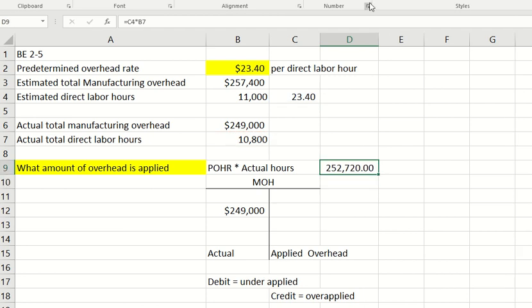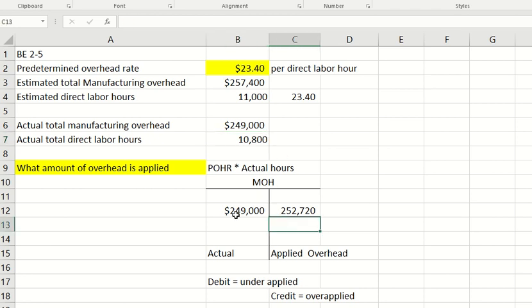We'll know the actual hours as we go throughout all of the jobs that we do. So we do have that information, but we won't know the actual amount until the very end of the period. We'll know this actual manufacturing overhead. So our estimate would be this, 252,720, and that's the answer they are looking for in this problem. How do we get the amount we applied for overhead? We do our predetermined overhead rate times the actual hours that we incur in the period.